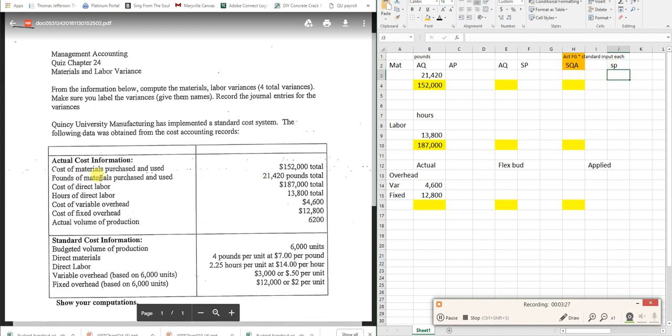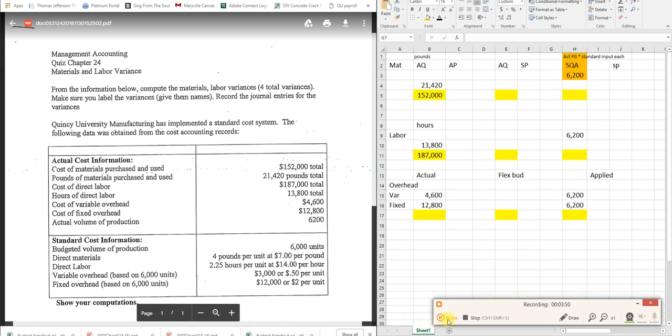My actual volume of production is 6,200. I will need that for this one also, and for this one also. Okay, so my 6,200 is my actual finished goods. So remember again, do not take price per pound times the number of finished goods. So really work and fight with making sure you have the units taken care of.